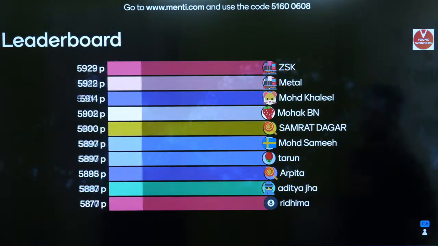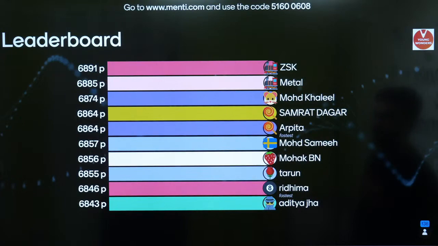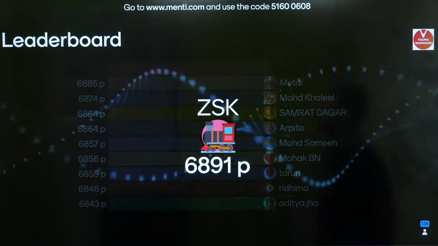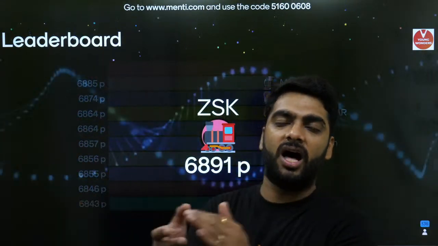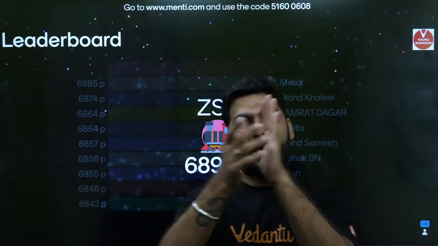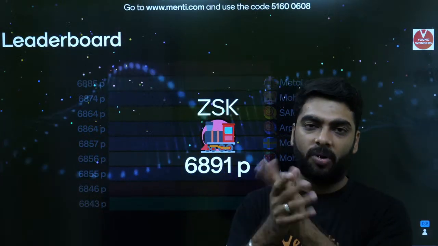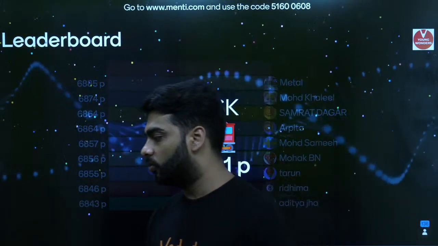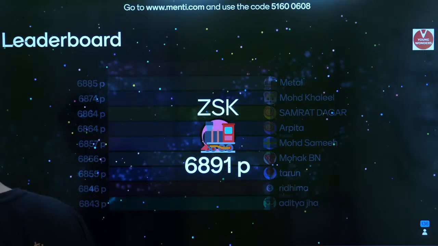mohak, samrat, sami, tarun, arpita, aditya and ridhima. Ridhima and arpita, you are the fastest and ZSK, you are the winner of the menti. Congratulations, बहुत बहुत बढ़िया, बहुत ही ज़्यादा उम्दा खेले, very nice, amazing.